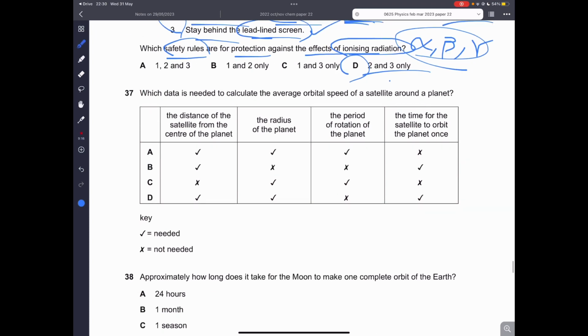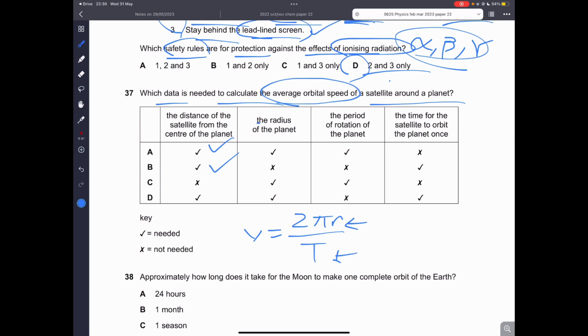37. Which data is needed to calculate the average orbital speed of a satellite on a planet? Now notice the average orbital speed, we have to remember the formula. V is equal to 2 pi r over t. This is the time period. And r is the distance of the satellite from the center of the planet. So we would need this information.